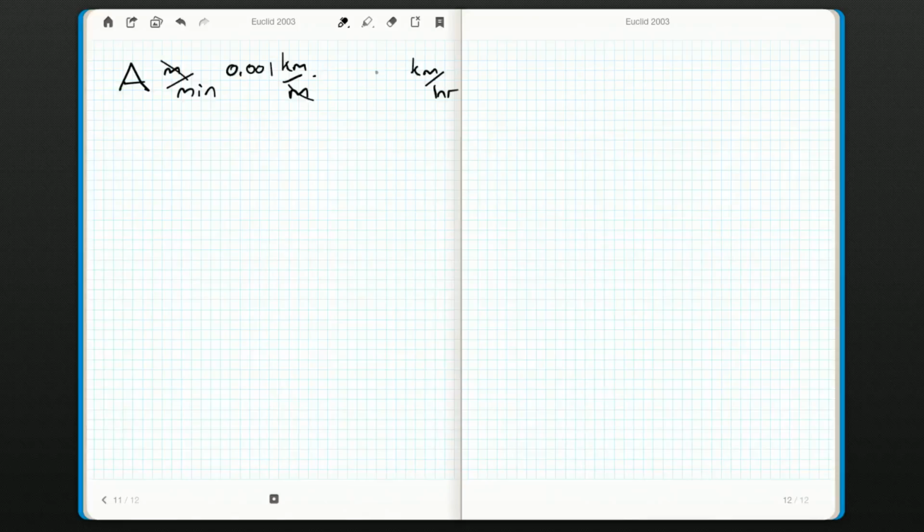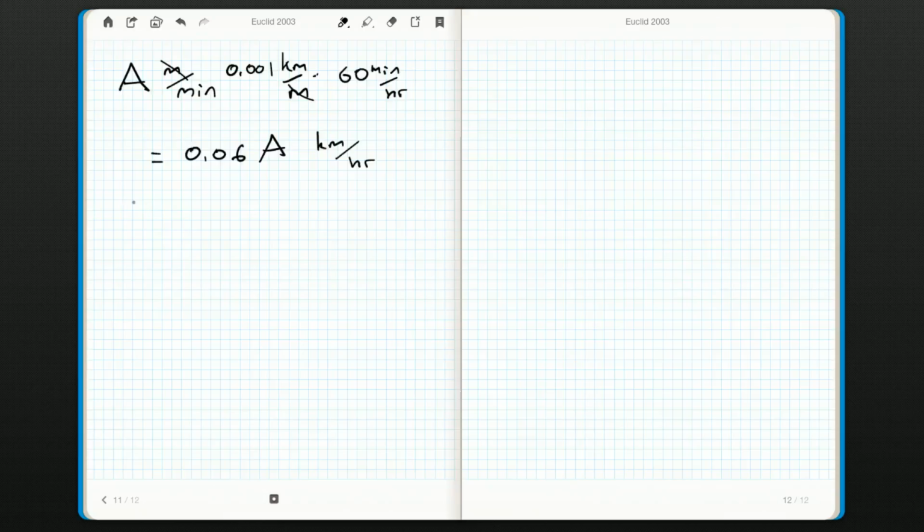I want to get rid of minutes and introduce hours on the bottom. Because ultimately I want to be left with kilometers per hour, so hours needs to be on the bottom. So we need to multiply by a constant here. How many minutes are there per hour? There's 60 minutes per hour. So this will give us 0.06 times A kilometers per hour. Alright, let's double check that.